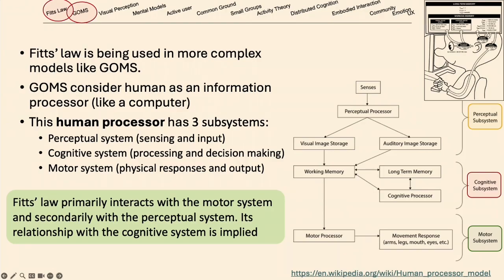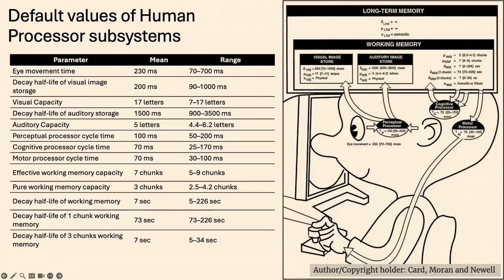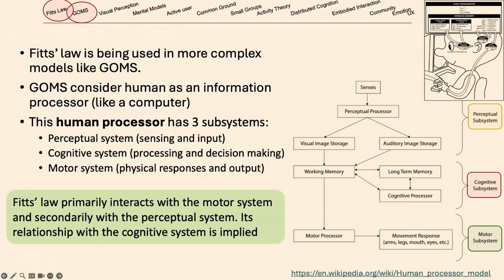You can figure out Fitts law doesn't consider the cognitive system. It is implied that users know how to move. It primarily deals with the motor system and to some extent the perceptual system, but it never mentioned that the user should see. The assumption is the user can see.